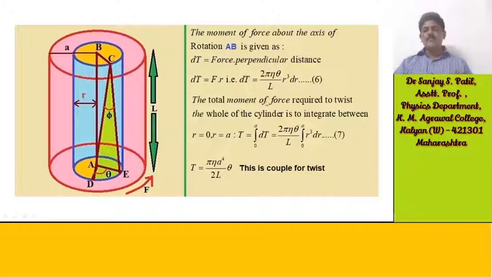The total moment of force required to twist the whole of the cylinder is found by integrating between r equal to 0 and r equal to a. Therefore, t is equal to the integration from 0 to a of dt, which is 2 pi eta theta divided by capital L into the integration from 0 to a of r cube into dr. Suppose this is equation 7, and finally t is equal to pi eta a raised to 4 divided by 2L into theta. This is the couple for twist.